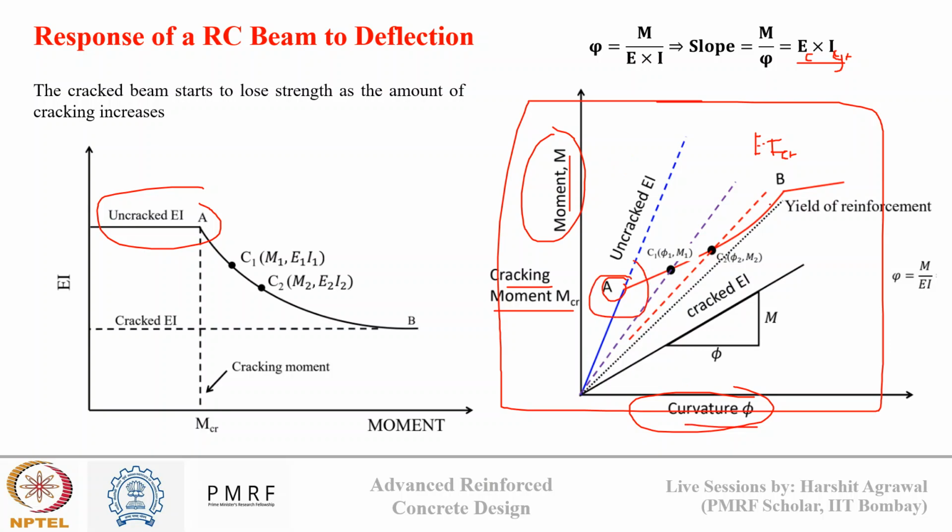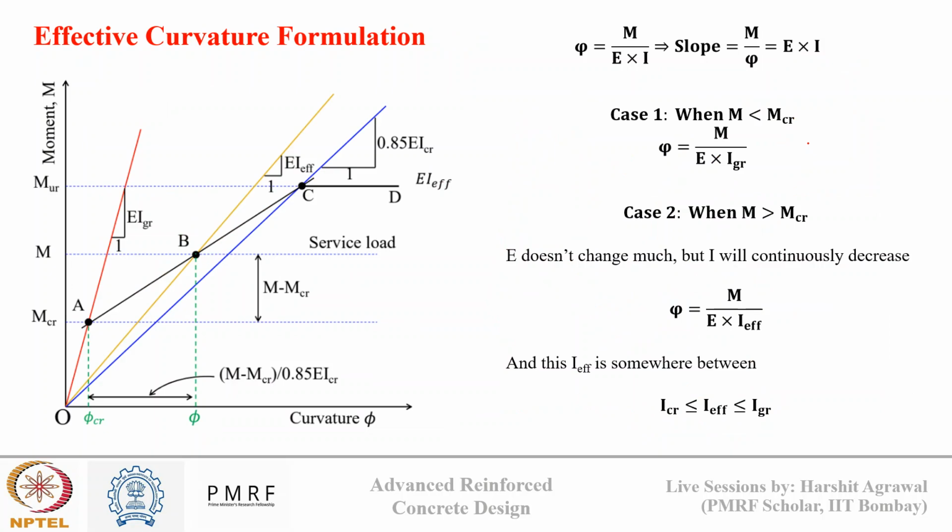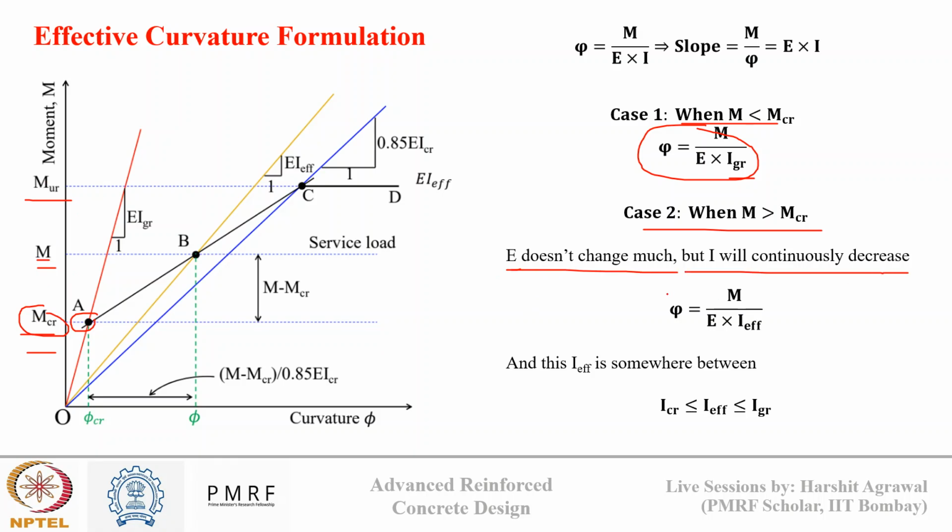So two well-defined points we have. Now if we take a clearer representation of this curve, we have two cases. Case A, where M is less than Mcr, so for that we can write curvature is M upon E times I gross. However, when M is greater than Mcr, so this is my Mcr and suppose this is my M, somewhere between the ultimate moment and the cracking moment, we say that the modulus of elasticity of concrete doesn't change much, but I continuously decreases. So curvature will be nothing but M upon E times I effective.